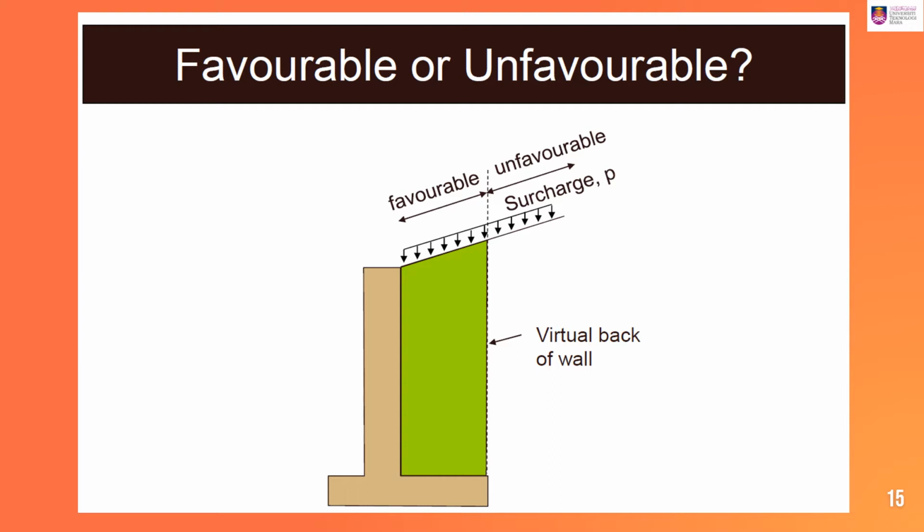This is a sloping ground behind the retaining wall. So there are some sections that we have to consider as favorable and unfavorable. Favorable here is stabilizing conditions and unfavorable is destabilizing conditions. So in order to design and analyze this kind of structure, we have to provide a virtual back of wall here.